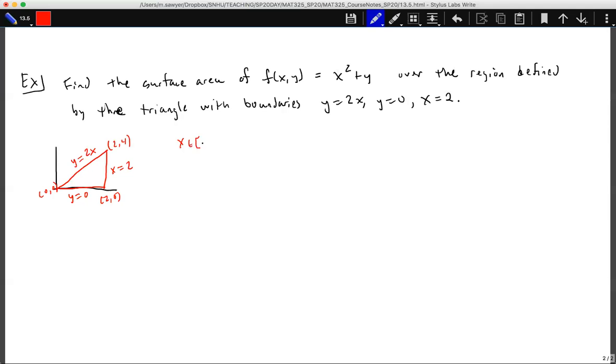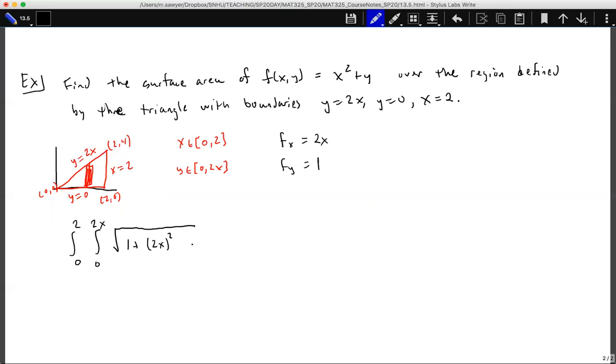So we know x ranges from 0 to 2. y ranges from 0 to 2x if we're drawing our rectangles vertically in our region. So f sub x is equal to 2x, f sub y is equal to 1. As we set up our integral, we go from 0 to 2, 0 to 2x. Notice that y must be on the inner integral since y is a function of x. Take the square root of 1 plus (f sub x, which is 2x) squared, plus (f sub y, which is 1) squared, dy dx.